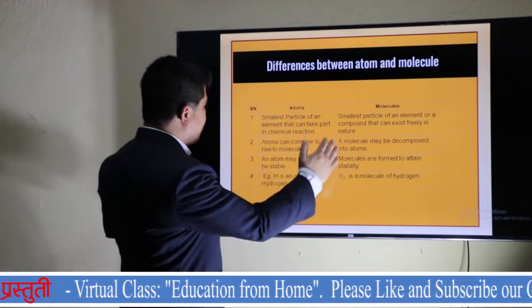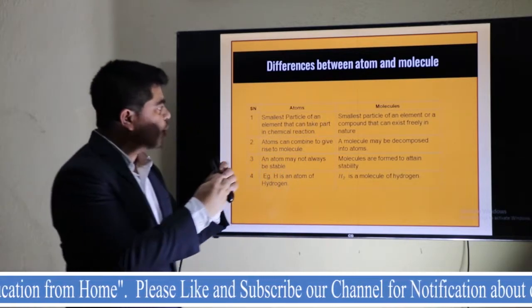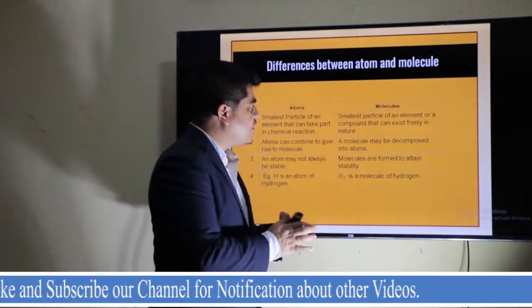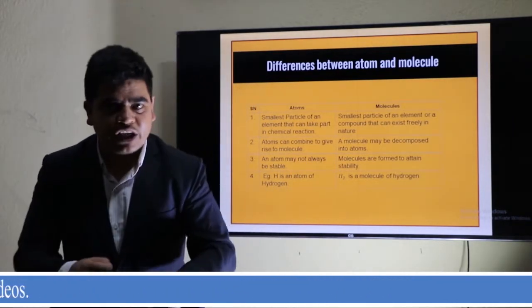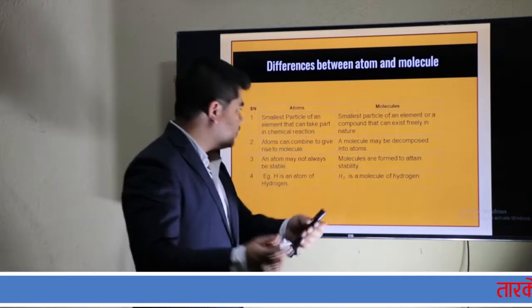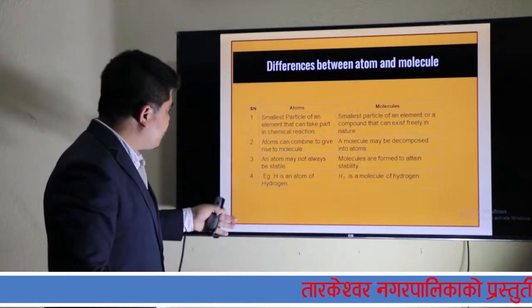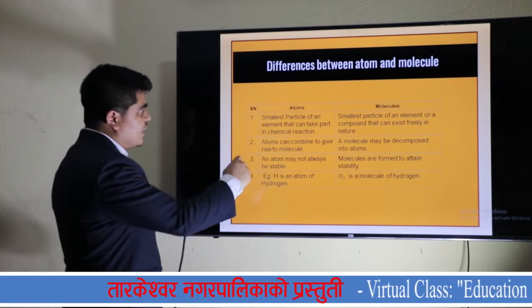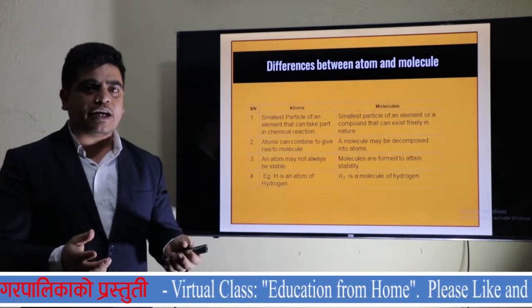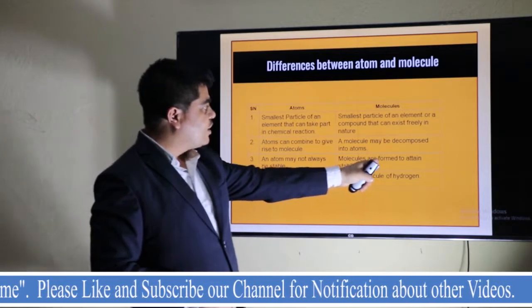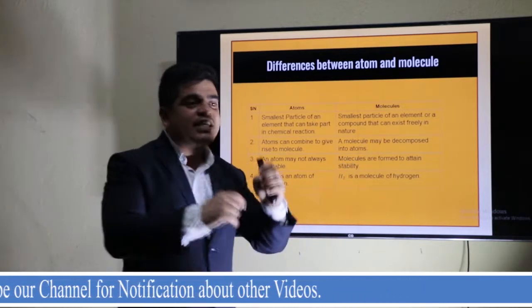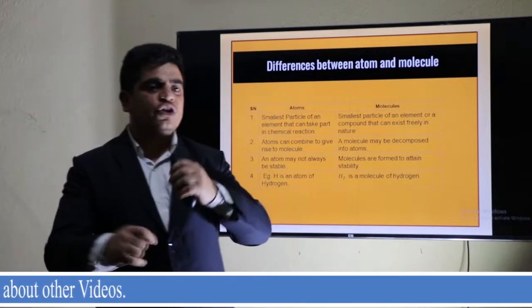For a molecule to form, atoms must be interlinked. Molecules may be decomposed into atoms. Let's talk about the other differences. An atom may not always be stable because atoms are independent of each other, and molecules are formed to attain stability because they combine two or more elements.